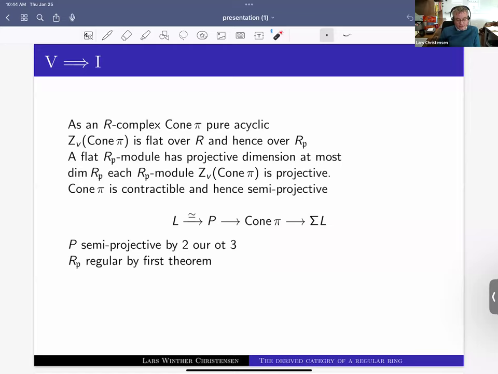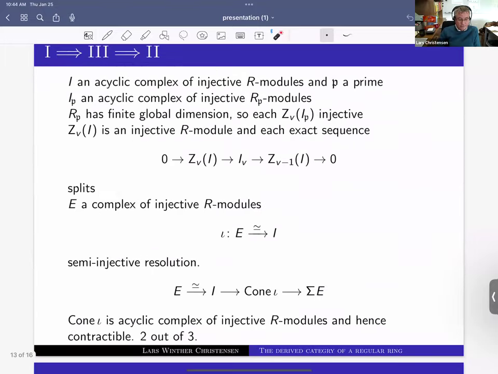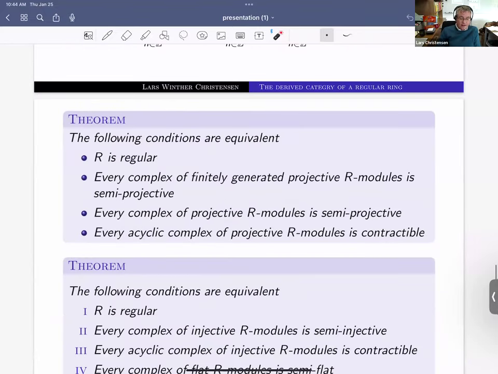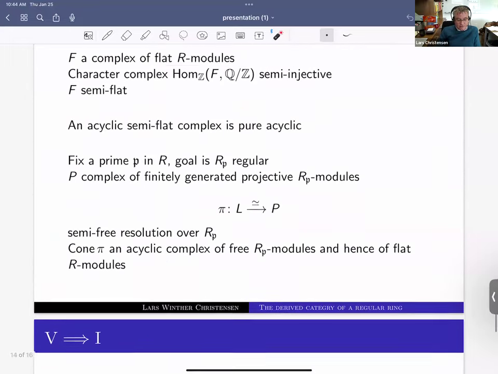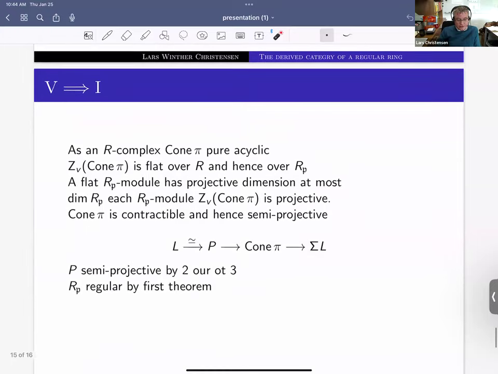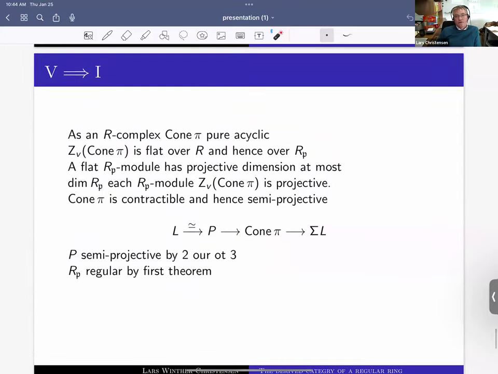And that's all I need to prove, because that was the statement in the first theorem that we proved, that a complex of finitely generated projective R modules is semi-projective. And we just proved that every complex of finitely generated projective R_P modules is semi-projective. So that makes the local ring R_P regular by the first theorem.